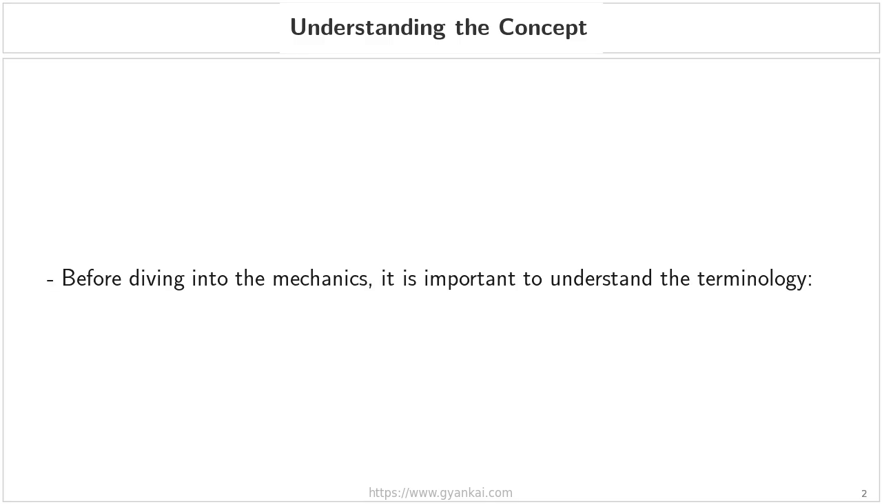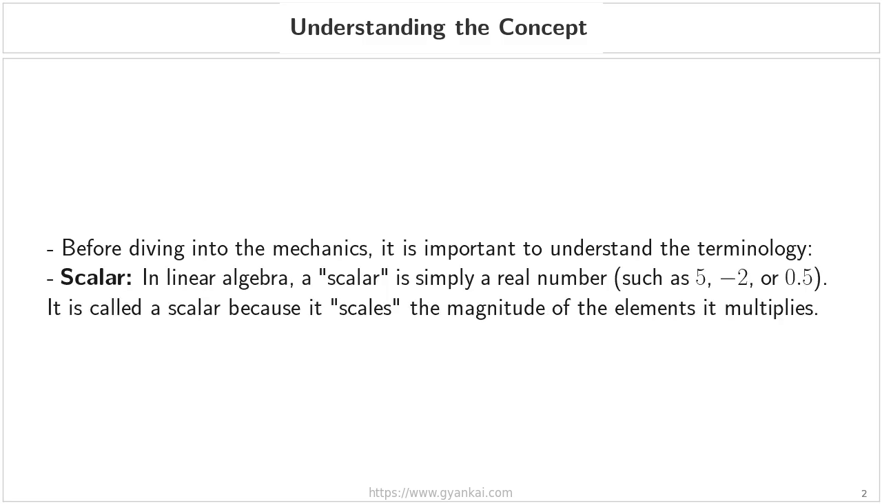Understanding the concept. Now that we have introduced the general idea of scaling data in the previous slide, let us clarify some essential terminology before we dive into the actual mechanics of the operation. First, let us define what we mean by a scalar. In the context of linear algebra, a scalar is simply a real number. For instance, it could be a whole number like 5, a negative number like -2, or a decimal such as 0.5. It is referred to as a scalar because its primary function is to scale the magnitude of the elements it multiplies, either increasing or decreasing their value.